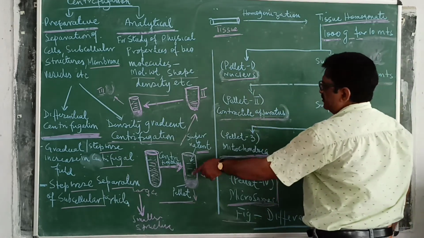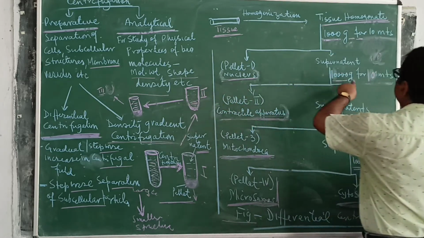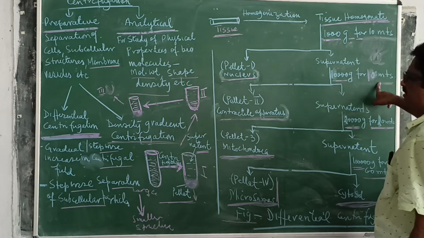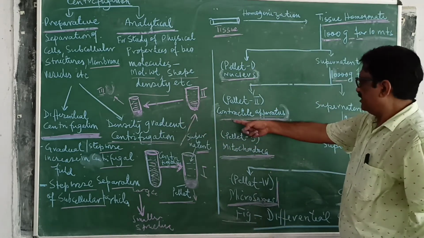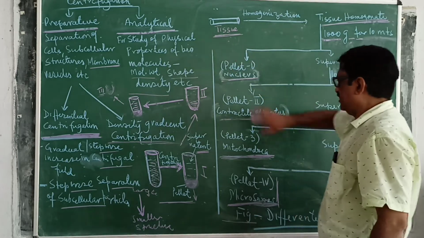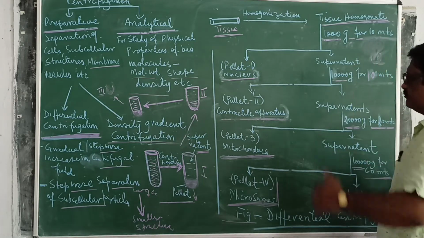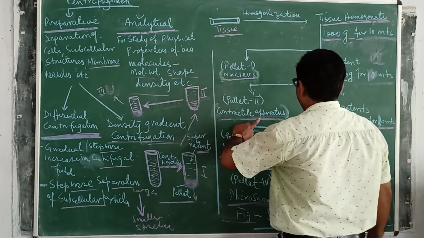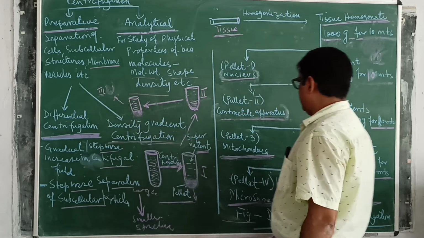We collect the supernatant, and this supernatant is again subjected to centrifugation at 10,000 G for 10 minutes. This results in the formation of pellet 2. Pellet 2 contains the contractile apparatus, if the tissue is a muscular tissue. This contractile apparatus is separated from the supernatant by collecting the supernatant into another tube.